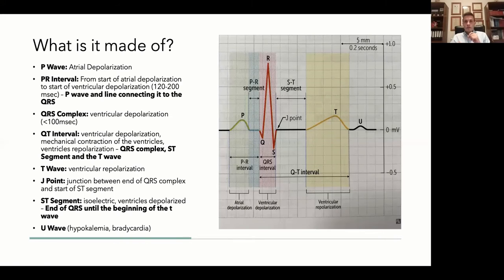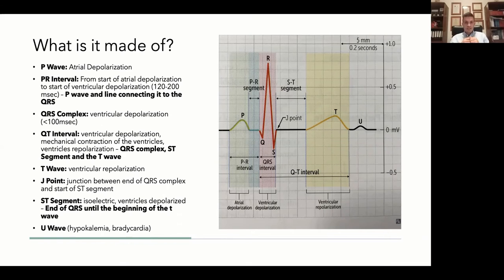Then let's talk about the J point. The J point is the point where the QRS ends and the ST segment starts. The ST segment is usually an isoelectric line where the ventricles are depolarized and we start the repolarization. This is from the end of the QRS, so the J point, up until the beginning of the T wave. The T wave is an indication of the ventricular repolarization. As you can see, it's more gradual at the start and then it calms down.